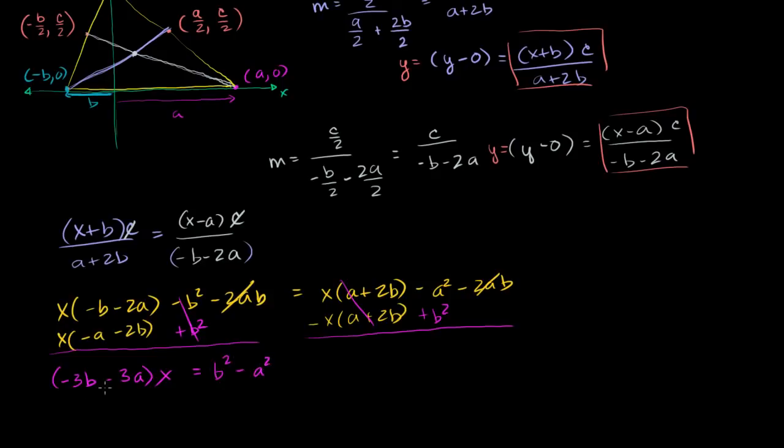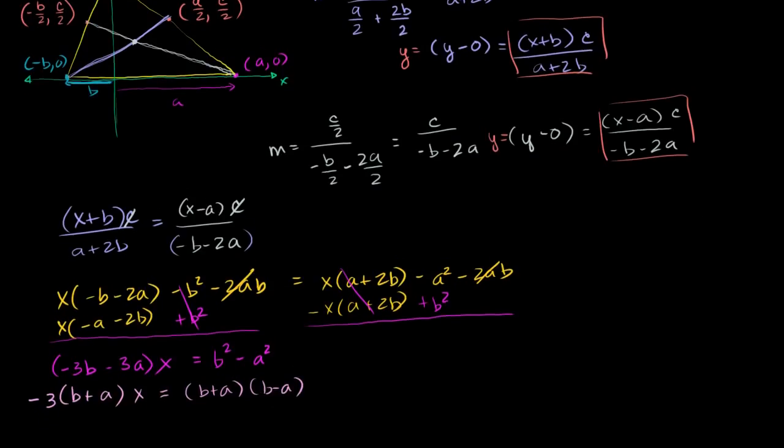Let's see if we can factor. This already looks a little suspicious in a good way, something that we should be able to solve. This can be factored. We could factor out a 3, but let's factor out a negative 3. So negative 3 times b plus a times x is equal to, now this is the same thing as b plus a times b minus a.